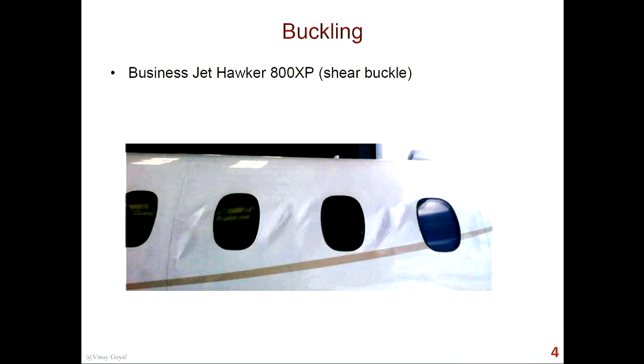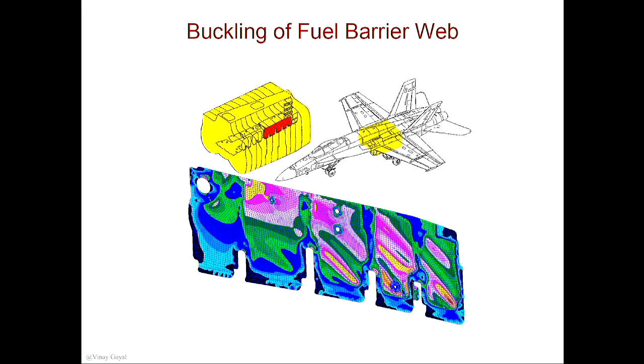Here's a Jet Hawker shear buckle. You can see that in the wall of that aircraft. Here, for example, there was an aircraft that was being designed so that the fuel barrier webs did not buckle. And so they looked at the shear webs and they found that these were areas that needed to be examined carefully.